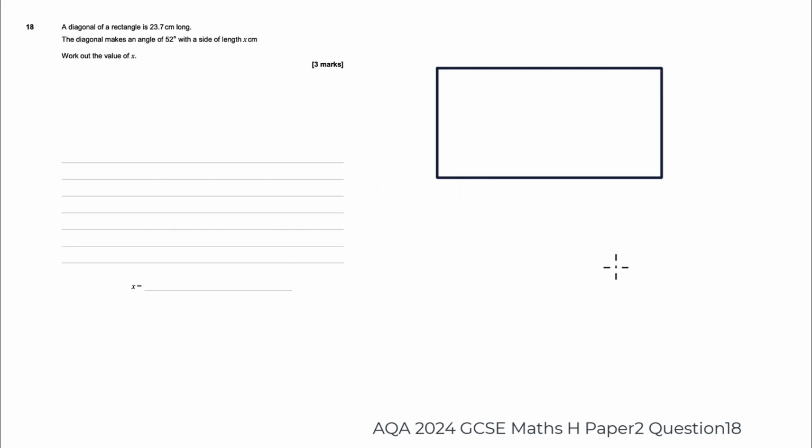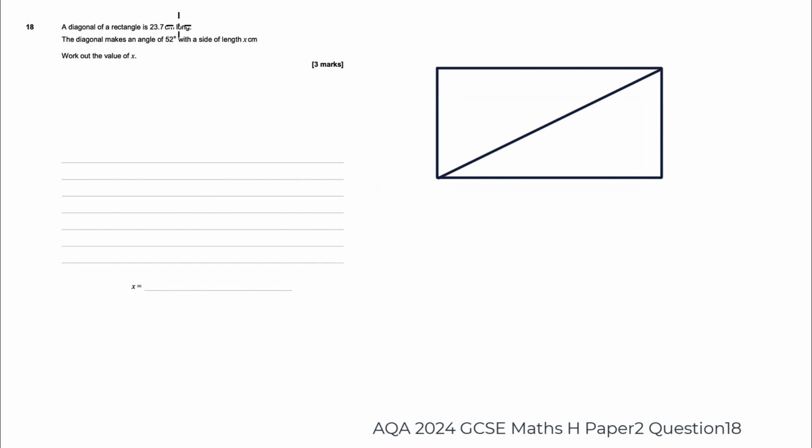Well, here's question 18, and we're told the diagonal of a rectangle is 23.7 centimetres long, and that diagonal makes an angle of 52 degrees with one of the sides of the rectangle, a side that's got length x centimetres. We're asked to work out the value of x. So we can't do much without seeing this rectangle and figuring it out from the diagram. So there's a nice healthy rectangle. Let's draw in a diagonal and let's see what we can do from there.